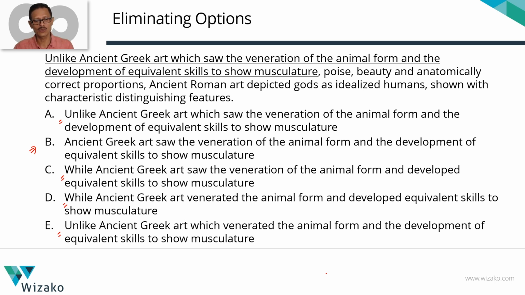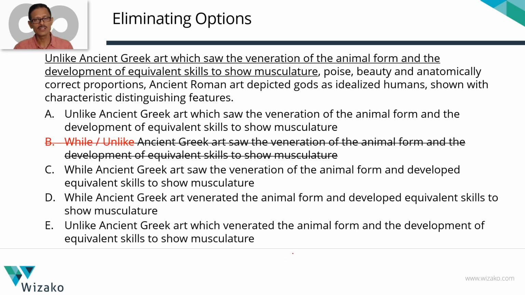You either have to have a semicolon to separate these two. We should have had a semicolon after proportions, or we should have had a full stop. So B is therefore incorrect. So let's rule out choice B. Now let's step into whether to use unlike or whether to use while.